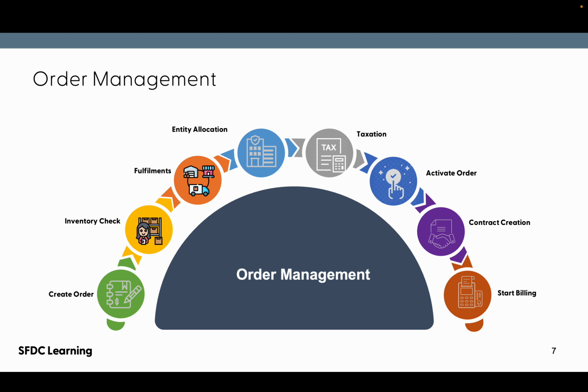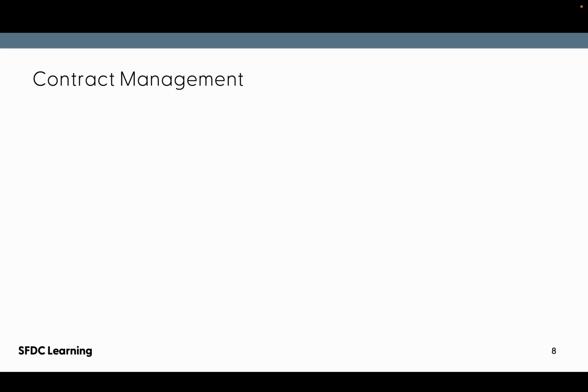at an interval, a fixed interval, whether you want to have it monthly, quarterly, or yearly billing for that particular service that's been defined, you're going to start the billing. Now let's understand the very first part that we talked about, the contract creation.